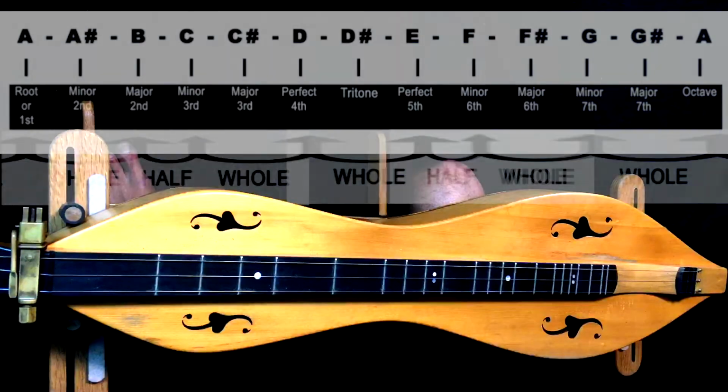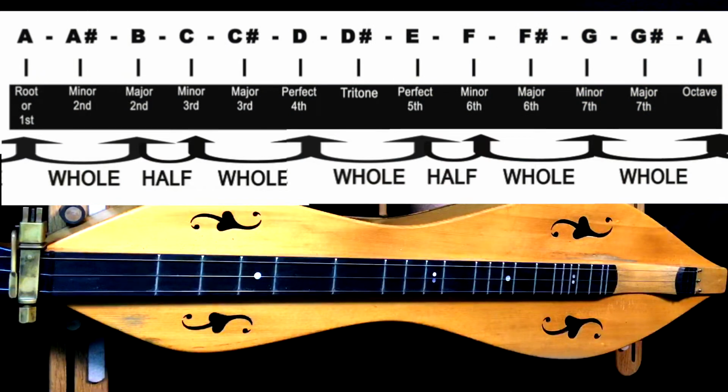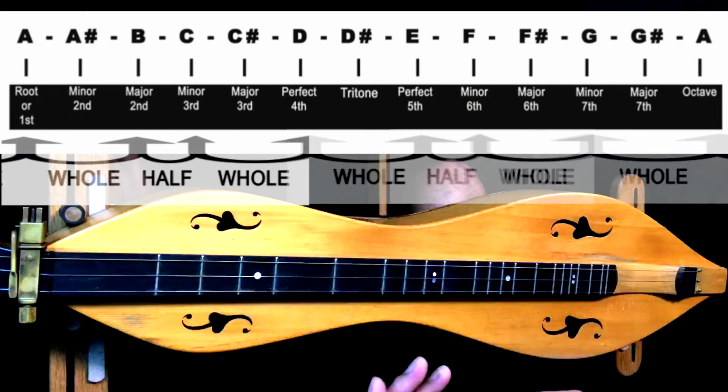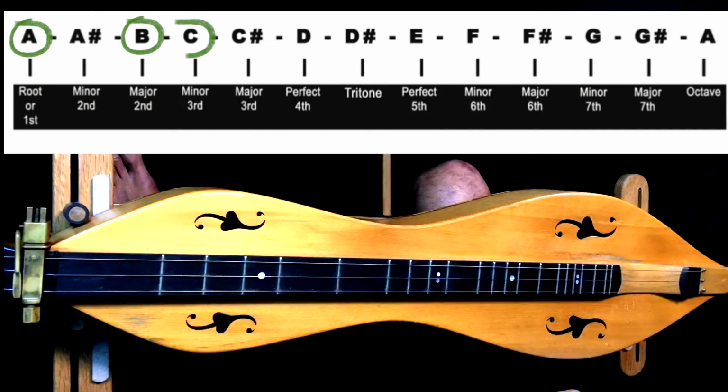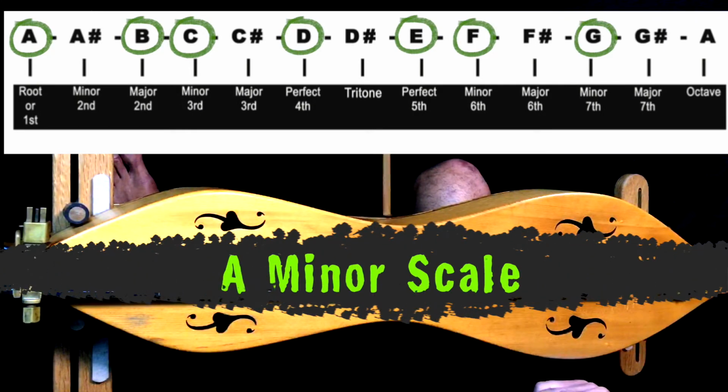Now the pattern for the natural minor scale is a little bit different. It's whole step, half step, whole step, whole step, half step, whole step, whole step. So let's begin again with A and follow that pattern in the chromatic scale, and that's going to give us A, B, C, D, E, F, and G.